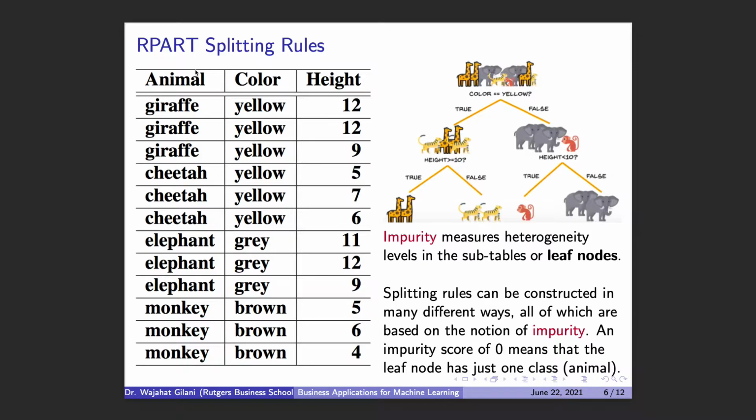The splitting rules are constructed using three different calculations of impurity, right? There's three predominant ones, pretty much. An impurity of 0 means that the leaf node is perfect. So, for example, down here, which are giraffes, in our third level, the cheetahs, these four sets, each one of these subtables would have an impurity score of 0 because they're perfectly homogeneous. It's the same animal in each class, right?